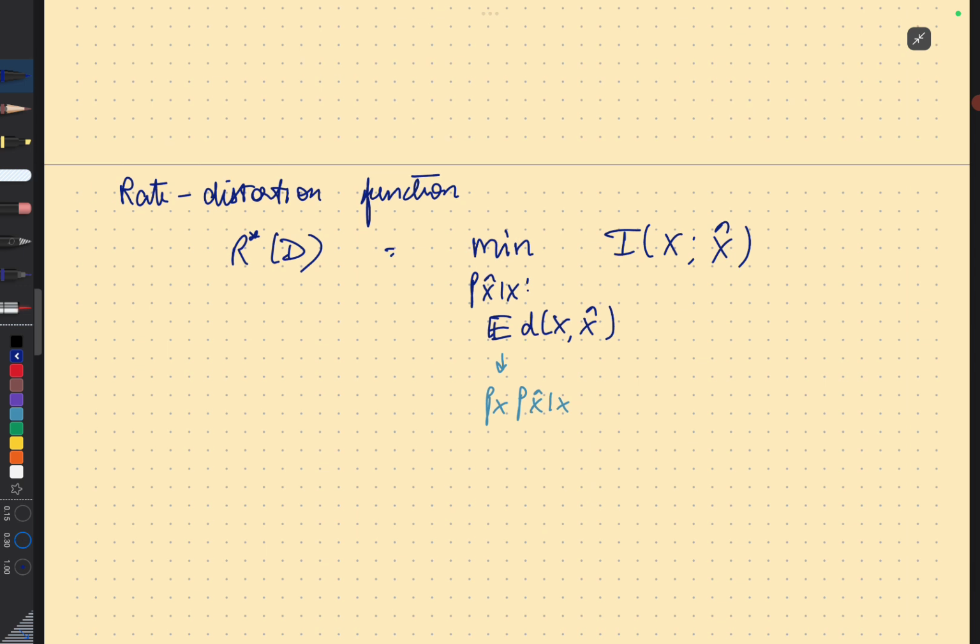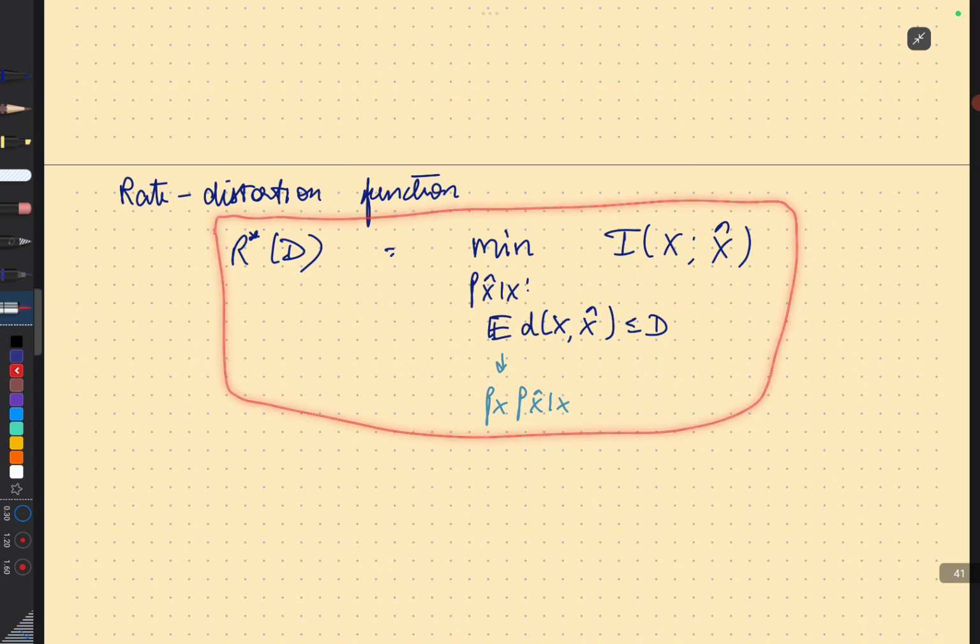Because I know that if I choose a p(x hat given x) for which the expectation of d(X, X hat) is less than or equal to capital D, and the rate is greater than I(X; X hat), then I can satisfy my distortion constraint. But it turns out that you can't do any better than this.